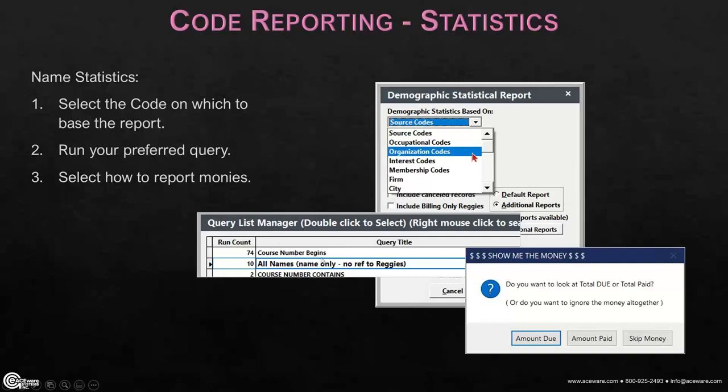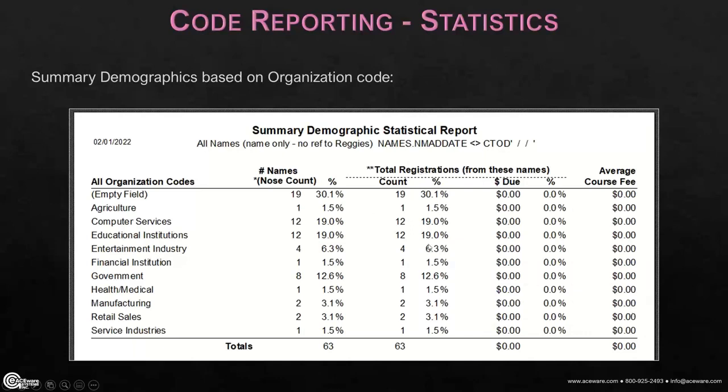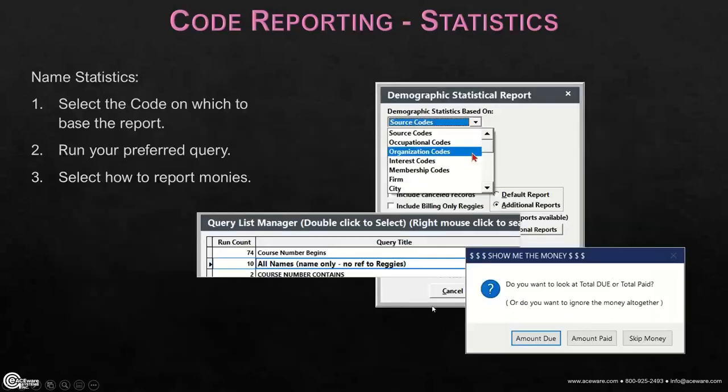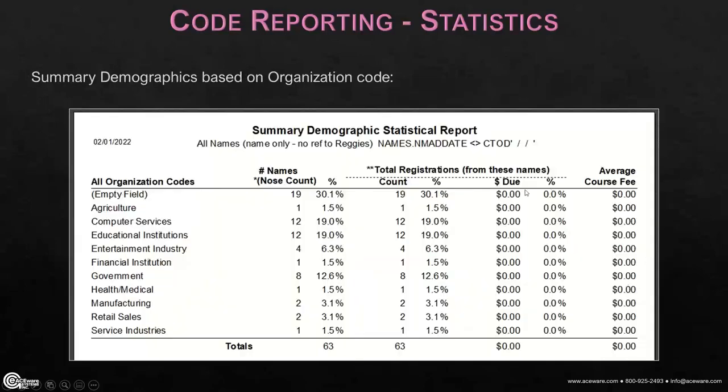You then run your query of whatever you want, course number, all names in some cases, begin date between two dates, registration add date, whatever the query is. Some of them will ask how you want to report finance: amount due, amount paid, or skip the money altogether. And it'll give you a report. Again, it'll give you the area that has the code, the number of names in it, the number of registrations, and the dollar amount.